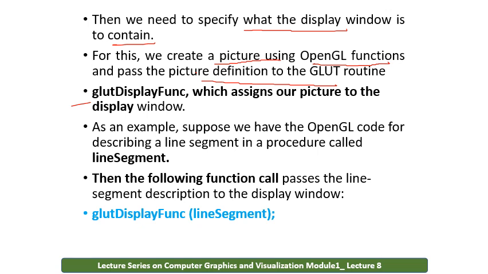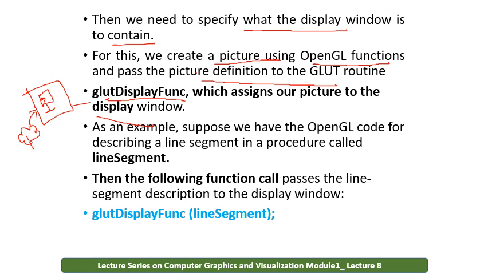For that we use a function called glutDisplayFunc, which is going to assign our picture to the display window. So if I want to draw a tree, something like this, it needs to be displayed onto the particular window. This picture definition will be sent to this particular window. That will be handled with a routine called glutDisplayFunc.